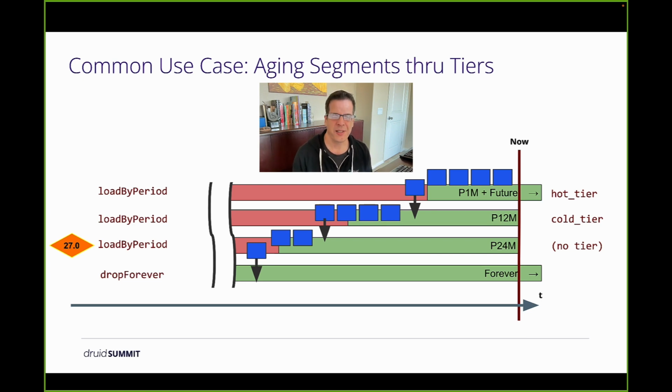That was introduced in 27. And in this case, we're saying 24 months. So in general, we're saying we're keeping 1 month in the hot tier, the next 11 months in the cold tier, and the next 12 months only in deep storage. Now, deep storage always has all of the segments, so it's going to have the 24 months worth of segments. And then a drop rule so that after the segments age beyond 24 months, we'll get rid of the segments.